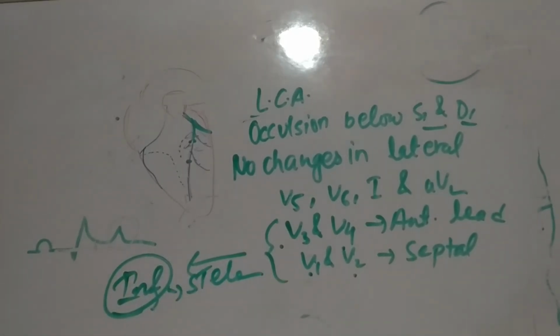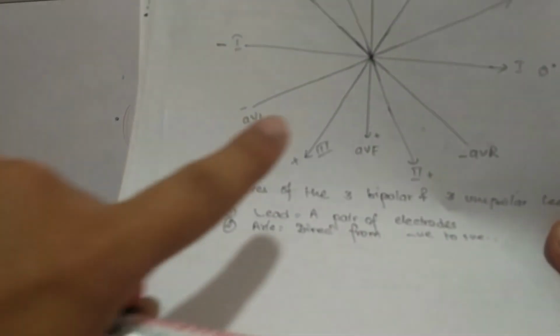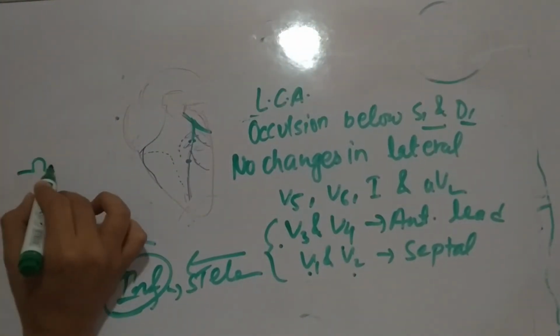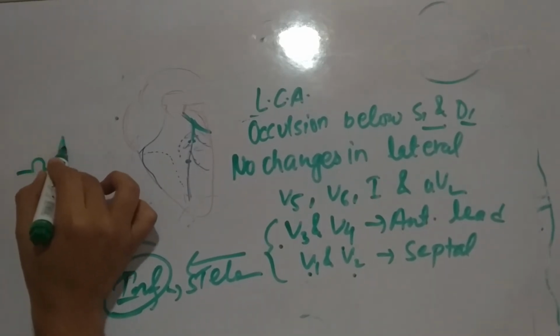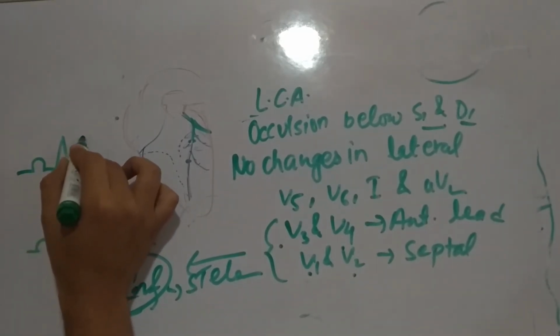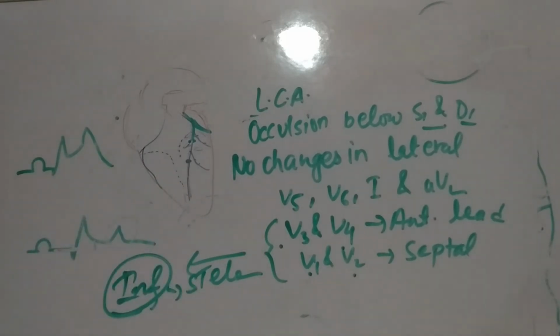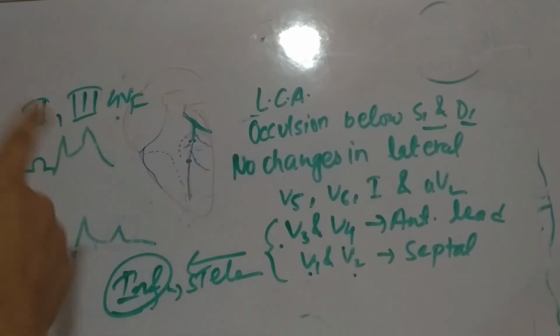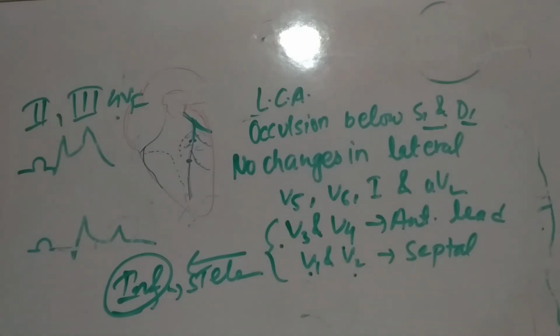So what are the inferior leads? Again, you can see here in this diagram. So you can see here 3, aVF and 2. They are the inferior leads. So in the inferior leads also you will be finding ST segment elevation and T wave. So like this, in lead 2, 3 and aVF also you will be finding ST segment elevation and T wave.